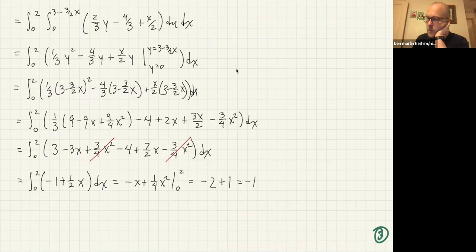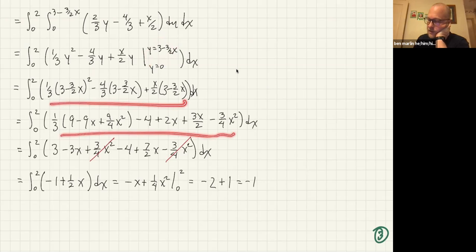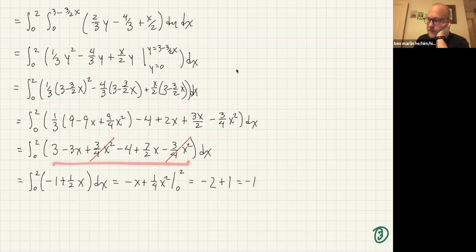So anyway, once we've got the quantity there that we need to integrate, we integrate with respect to y first and plug in the limits. And when we do that, it looks horrible. But then we do some algebra, and then we do some more algebra, and we notice that we have 3/4 x squared minus 3/4 x squared, which makes it a little bit less miserable. And that all simplifies down to minus 1 plus 1/2 x.